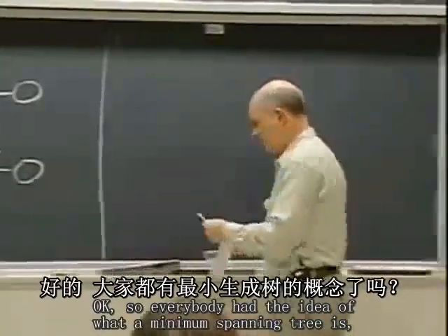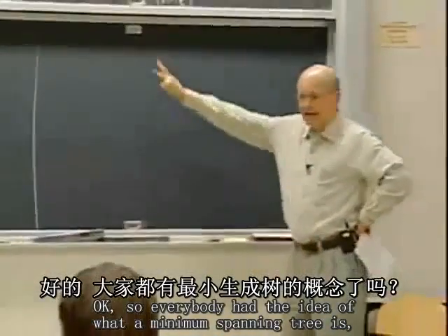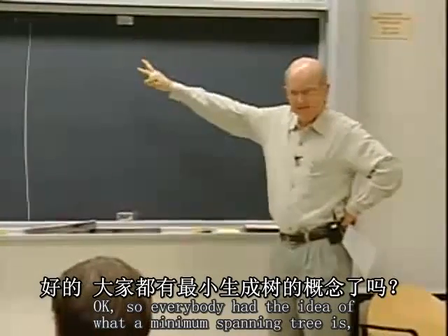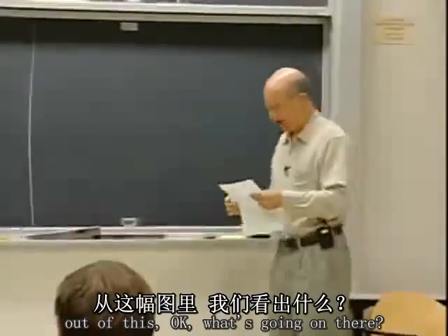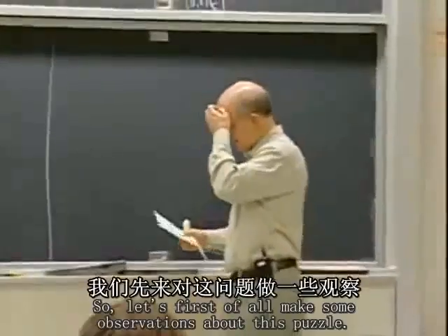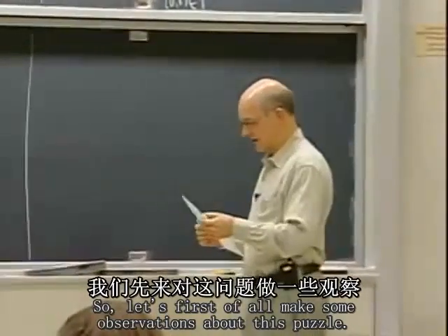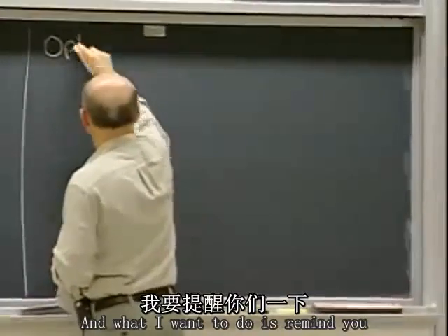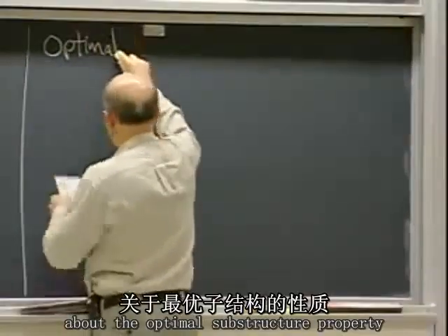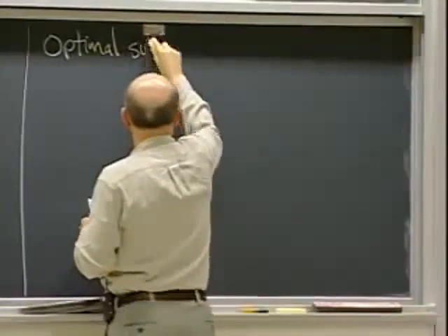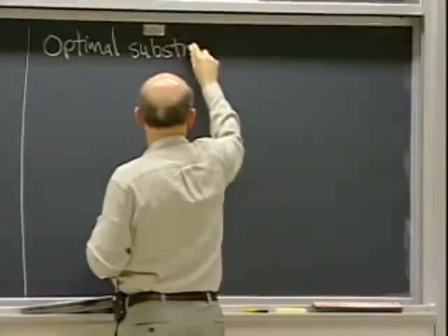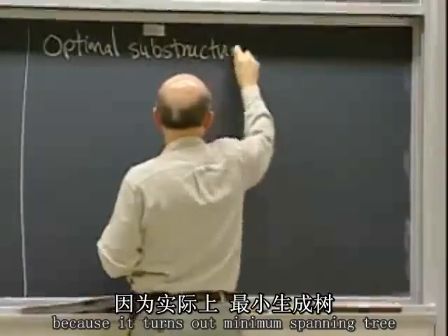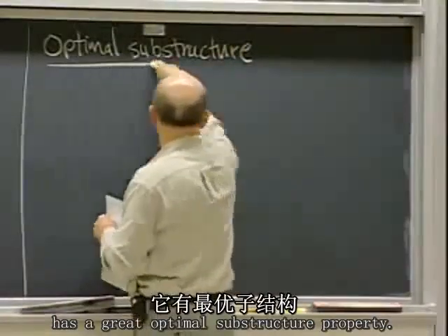Okay, so does everybody have the idea of what a minimum spanning tree is out of this? Okay, what's going on there? So let's first of all make some observations about this puzzle, and what I want to do is remind you about the optimal substructure property, because it turns out minimum spanning tree has a great optimal substructure property.